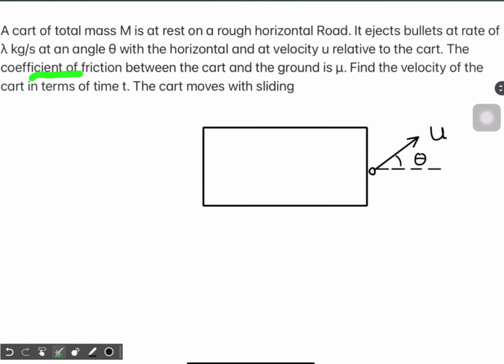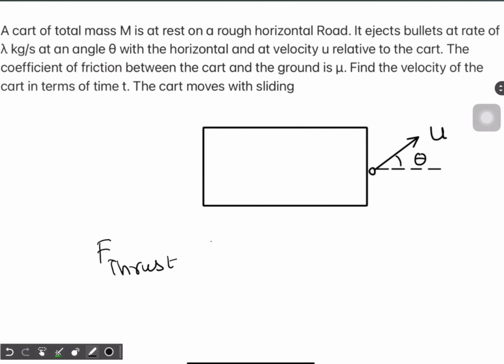Coefficient of friction between the cart and the ground is mu. Find the velocity of the cart in terms of time t. And the cart moves with sliding on the road. So, first of all, let's understand the thrust force.